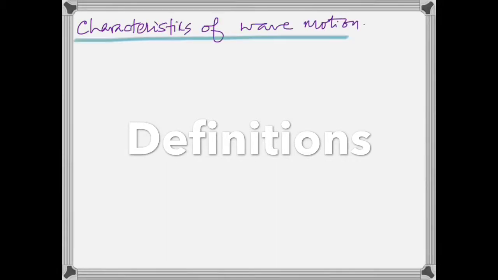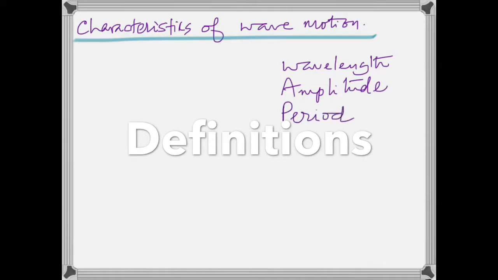Before we continue further, let us look at the characteristics of a wave. Some definitions that you have to know. First of all, every wave has a wavelength, which is connected to its frequency. We're going to see that. Then you have the amplitude, time period, and frequency.